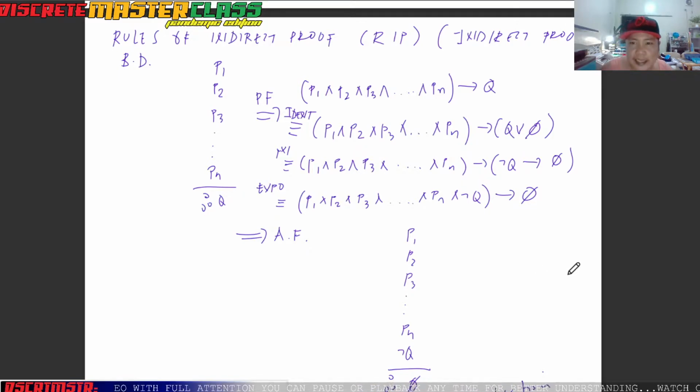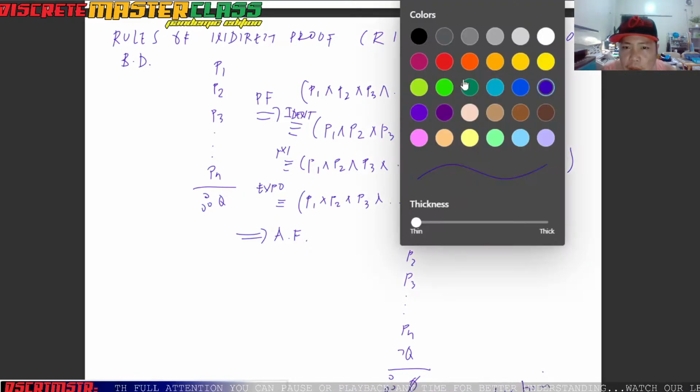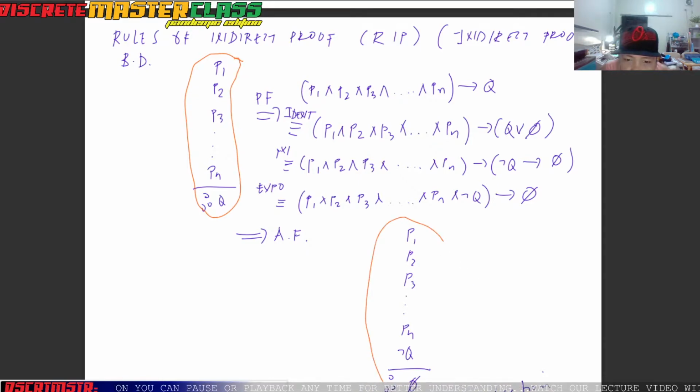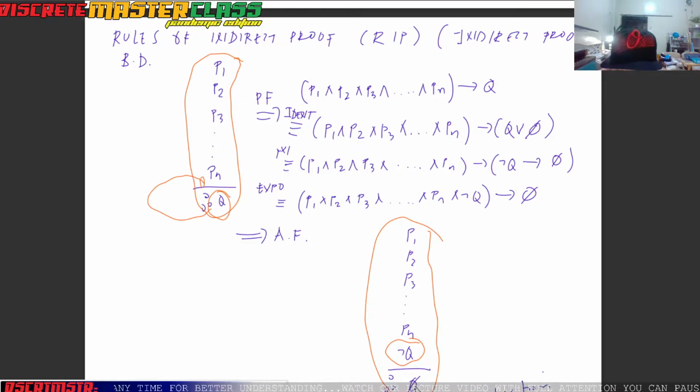ano nangyari? Discuss natin. Gamit ako ibang kulay. Okay, ito yung original. Ito yung naging result. So, ano nangyari? Etong Q na to, pumasok. Pero sa pagpasok niya, kailangan mag-negate siya. Tapos, yung implies dito, magiging 0 na lang. So, anong ibig sabihin nun? Instead of proving Q, we need the negation of Q inside the premises, and let's show contradiction. Okay, ano ba yung contradiction?